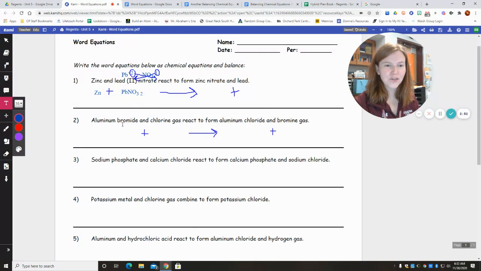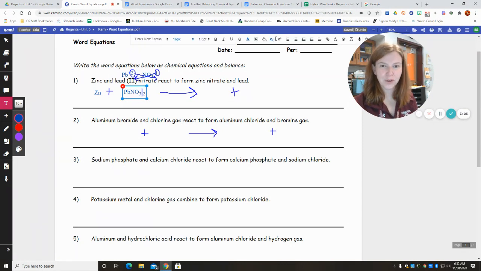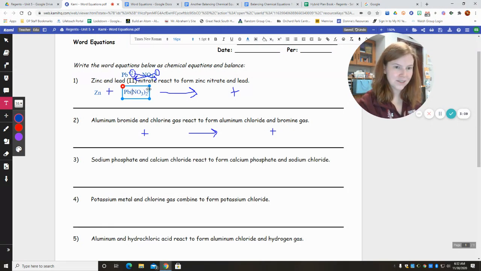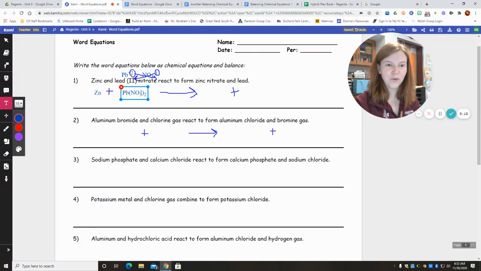Well, if you're looking at this formula the way I have it written right now, it looks as if I have 32 oxygen, which is not what I'm trying to say, right? What I'm trying to say is that I have 2 nitrate NO3 groups. And the way to fix that is by putting parentheses around the NO3. So it should be Pb(NO3)2, okay?